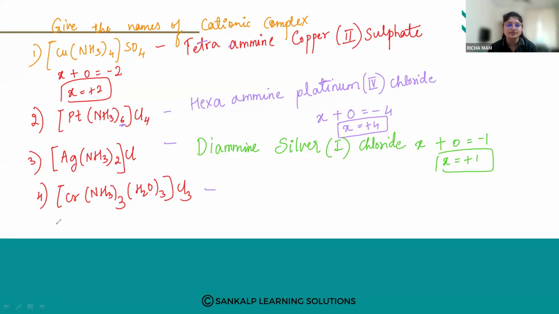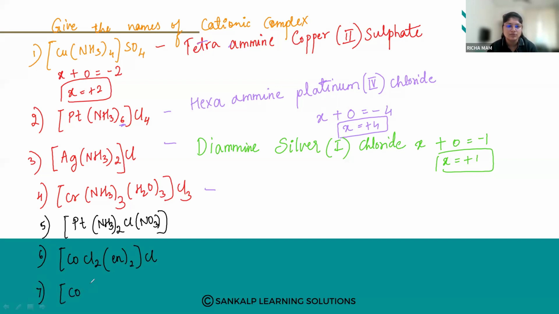Next one, the fourth one. Yes, the fourth one. So now there are two different ligands. One is the ammine group, another is the aqua group. So which will come first, ammine or aqua?